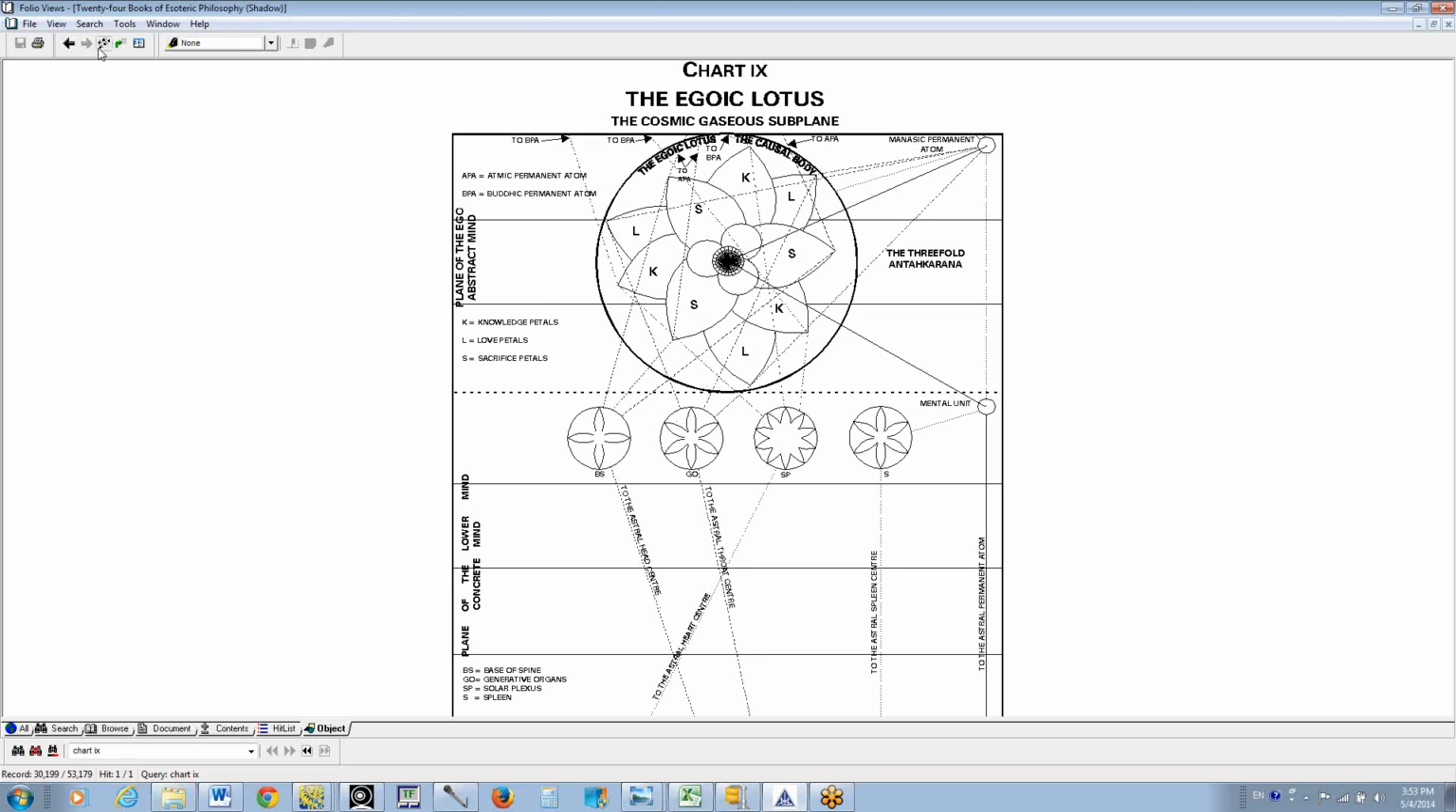I don't think we are able to enlarge this. There appears to have been a mistake in the transfer of this lotus to the CD-ROM, in as much as the petals that are indicated as knowledge petals should be on the outer tier, and the love petals should be on the inner tier. And I believe that mistake is not made in the book.